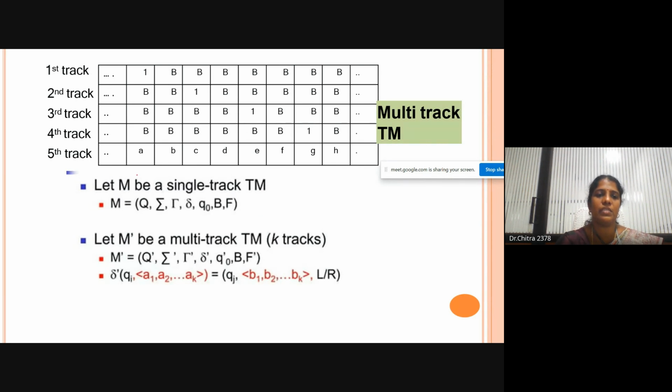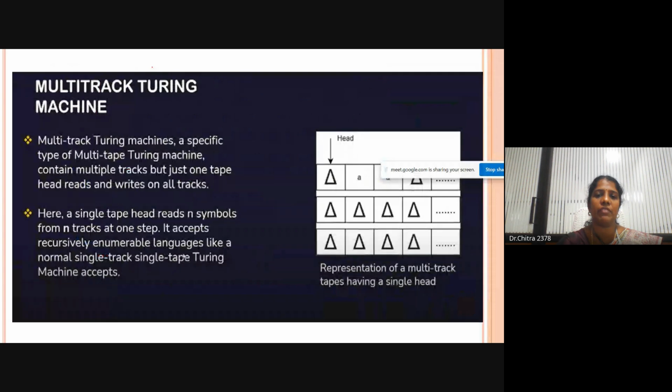A multi-track Turing machine means the same thing, but the tape is divided into many tracks based on the problem. It's divided into many tracks, but the head is the same. That is called the multi-track Turing machine. In the multi-dimensional machine, the head may move up, right, down, or left. But here, there is no movement like that. Each and every track is modified separately. For calculation purposes, for some subroutines and so on, we use this kind of Turing machine.